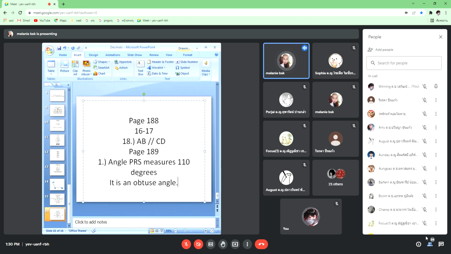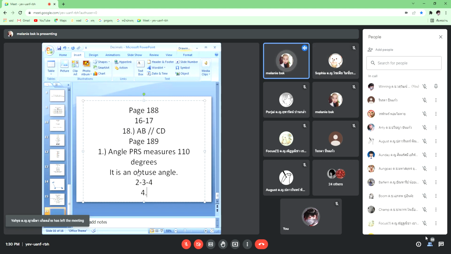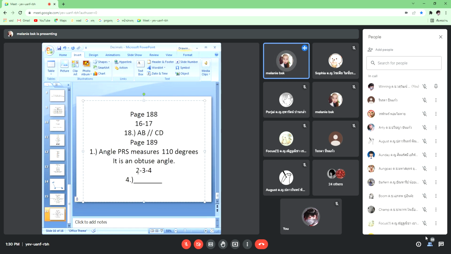Okay, so next you're going to do your turn for number two, number three, and number four. That would be your turn. Anyway, for number four, children, that is a reflex angle. I'm going to give you the type of angle for number four. You do the measurement, and then the type of angle, that is a reflex angle, okay? That would be your bonus, because we did not have this one.